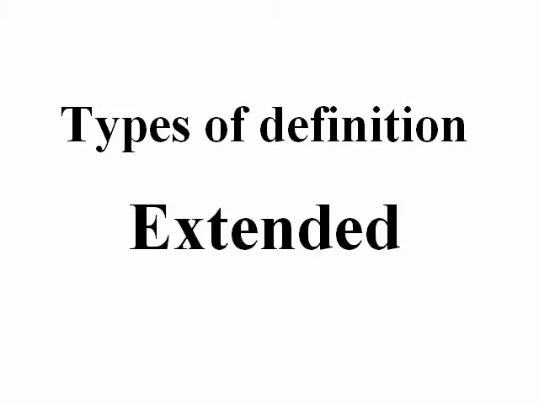Types of definition, extended. An extended definition may be used where you want to explore something in great detail. In that case, you may have something very complex that you want to explore, such as a value or an emotion. If the topic is something controversial, you may find that in your definition, you may have to persuade your reader to accept your definition. For example, in a piece of writing on mercy killing, you may want to define what is life.